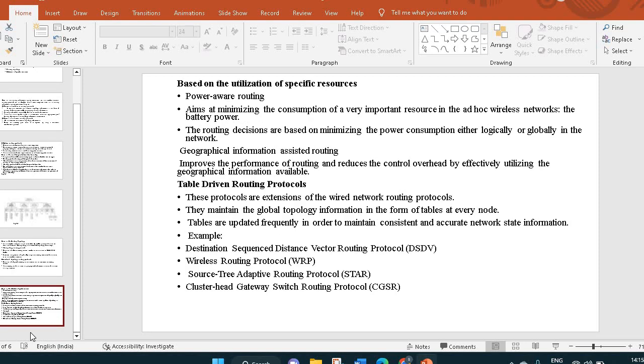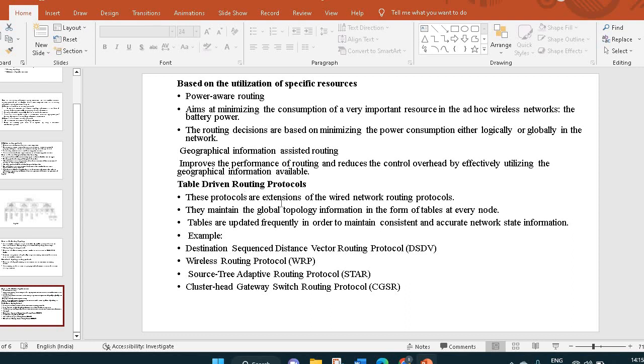Based on the utilization of specific resources, first is power-aware routing, which aims at minimizing the consumption of a very important resource in ad hoc wireless networks, the battery power. The routing decisions are based on minimizing the power consumption either locally or globally in the network. Geographical information assisted routing improves the performance of routing and reduces the control overhead by effectively utilizing the geographical information available.